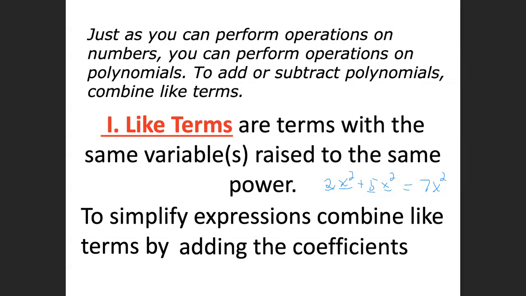Now, if I gave you 2x squared plus 3x to the third, these are not like terms. They have the same variable, but they are not to the same power. You cannot add those together. That is very, very important. You can only add like terms, and like terms have the same variable raised to the same power. To simplify expressions, combine like terms by adding the coefficients. Okay, coefficients are the numbers in front of the variables.